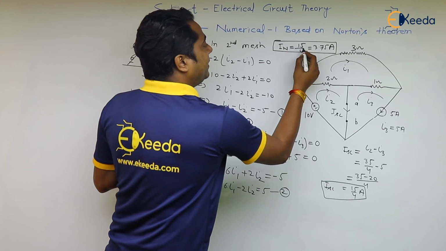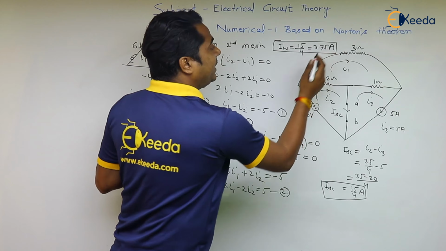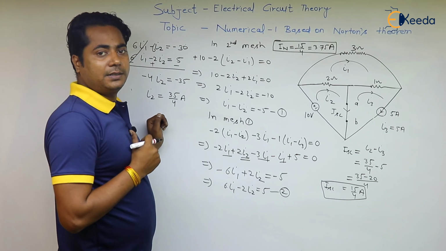IN is equal to 15 by 4, which is equal to 3.75 ampere, and this is the required answer.